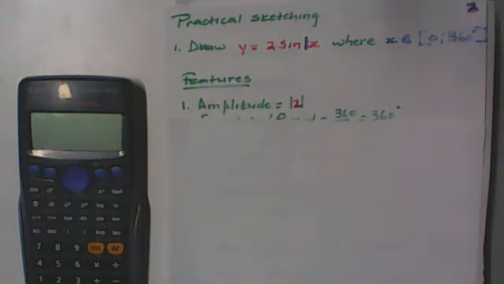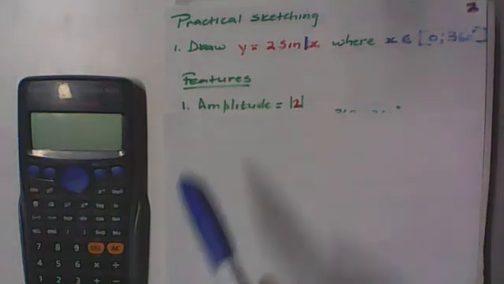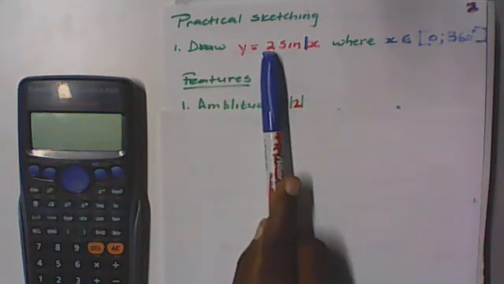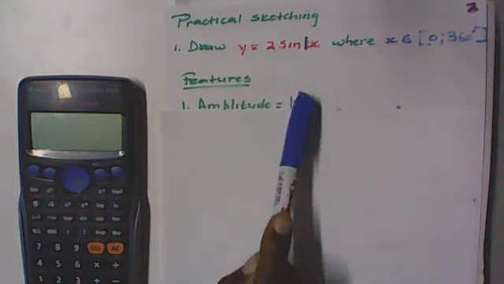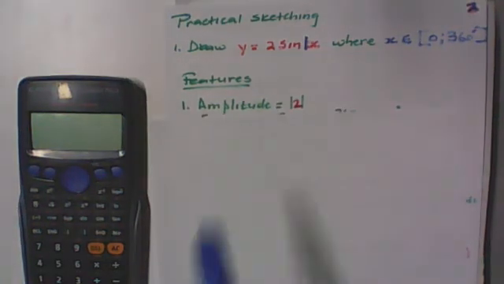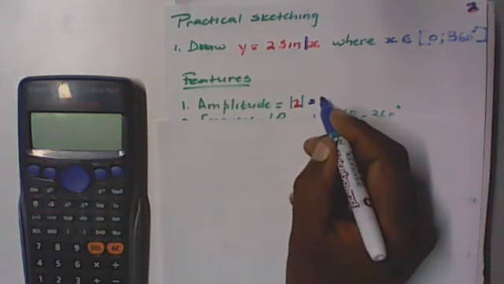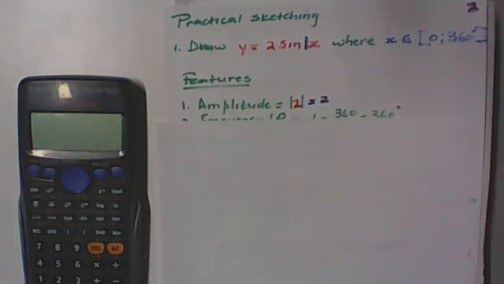Now, features, the amplitude. Let's start with the amplitude. The amplitude is determined by a. This is 2. Amplitude is never negative. That is why it is inserted in the absolute value, so that it is not negative. So this will be equal to 2. Our amplitude will be equal to 2, and then the frequency.